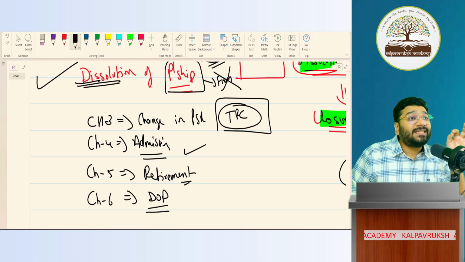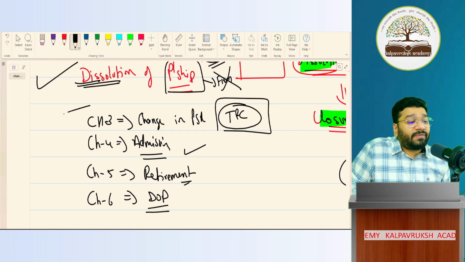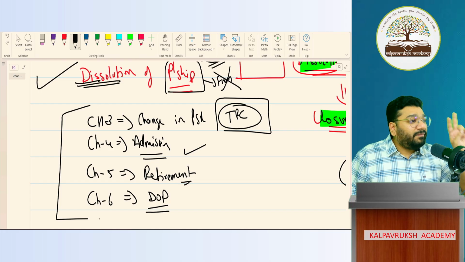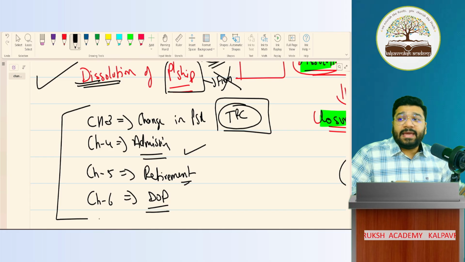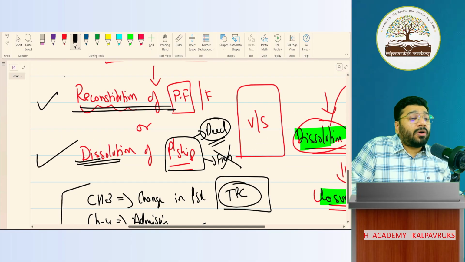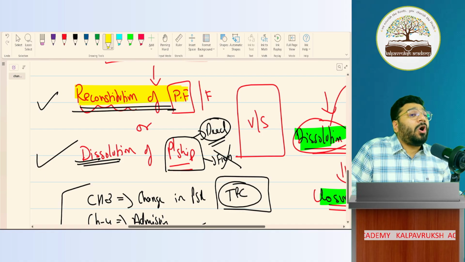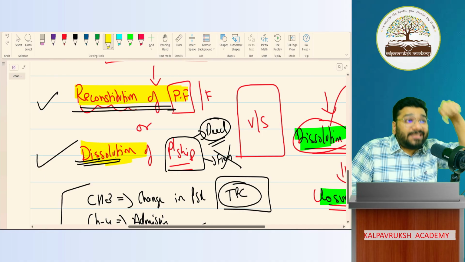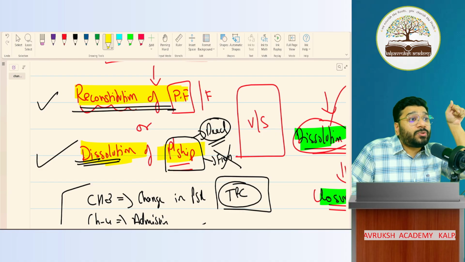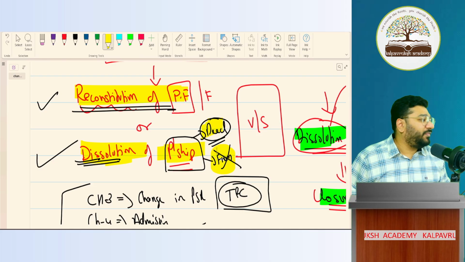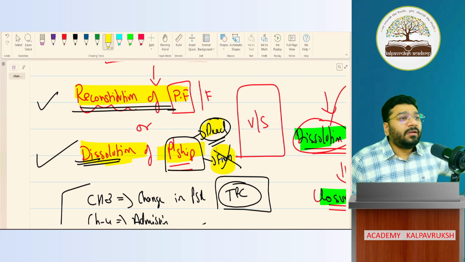So whenever there is a change in profit sharing ratio because of any reason, whenever there is a change in terms and conditions in the partnership deed, it will always amount to reconstitution of partnership firm. This is also called dissolution of just partnership. Partnership means what? Deed, not firm. Clear or not clear?